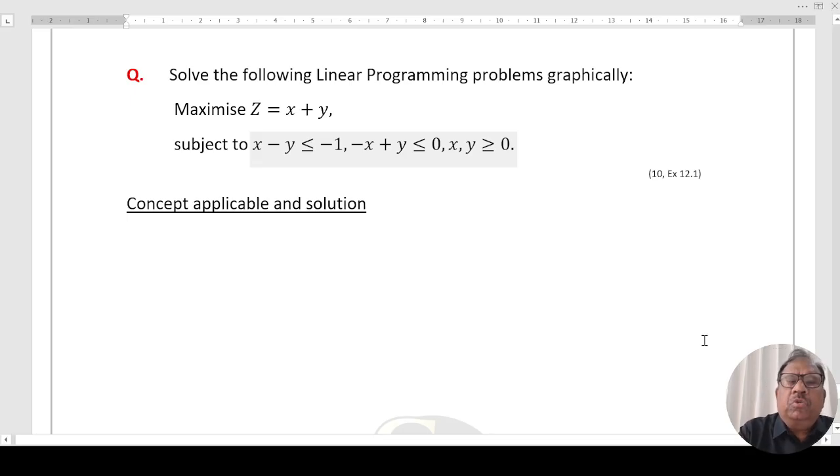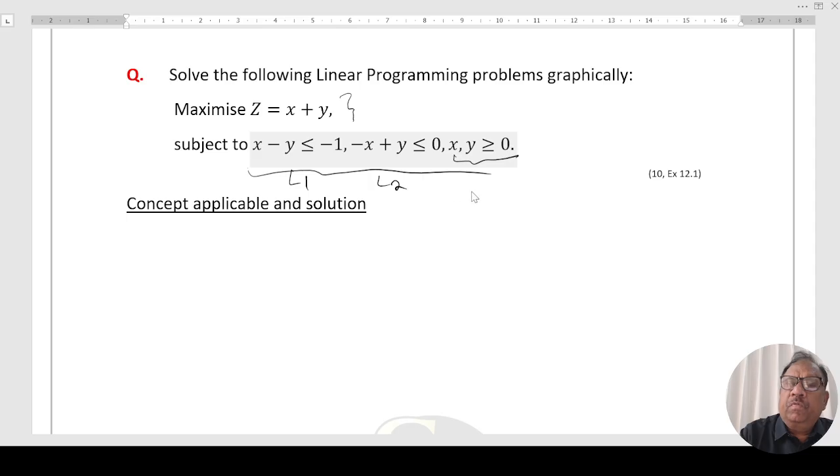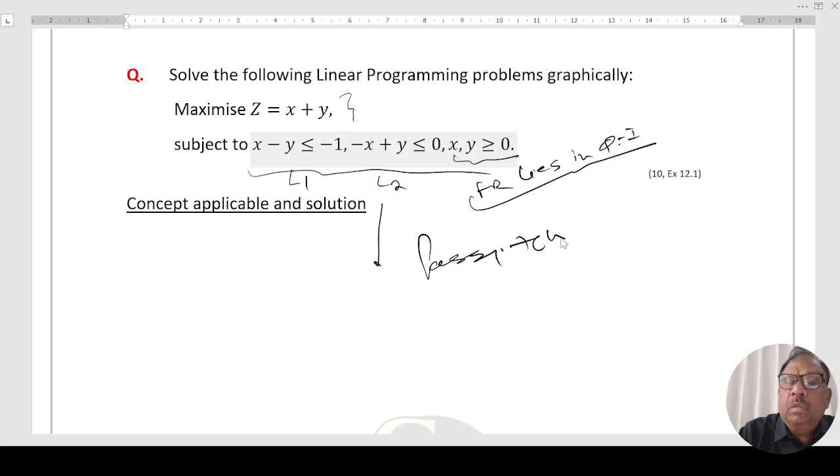The question is: solve the following linear programming problem graphically. Maximize this objective function, these are the constraints. This is line L1, this is line L2. This constraint means the feasible region lies in quadrant 1. Right, now in this case this line is passing through the origin. These two lines L1 and L2 are parallel lines.